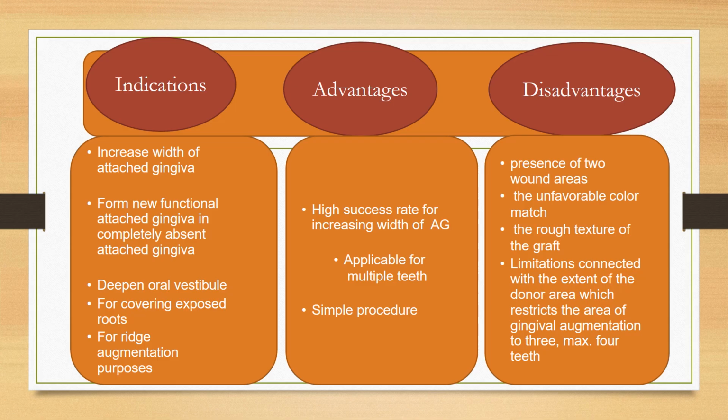Coming to the indications, advantages and disadvantages. Indications: increased width of attached gingiva, forming new functional attached gingiva where it is completely absent, deepening the oral vestibule, covering exposed roots, and ridge augmentation procedures. Advantages are a high success rate for increasing width of attached gingiva, applicability for multiple teeth, and a simple procedure. Disadvantages are the presence of two wound areas, unfavorable color match, rough texture of the graft, and limitations connected with the extent of the donor area, which restricts gingival augmentation to a maximum of three to four teeth.